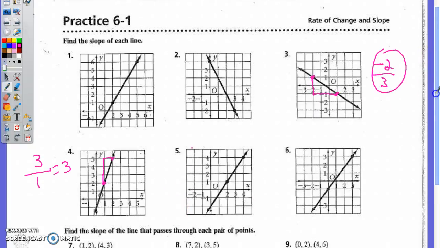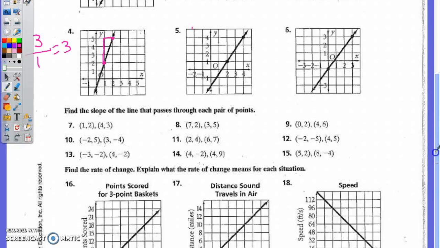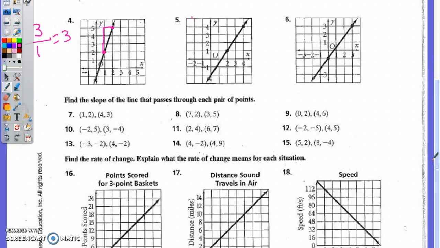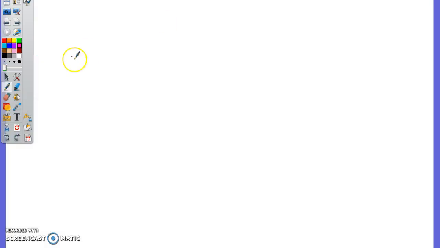Now moving on, for 7 through 15, you're using that slope formula to try to solve for the slope. So I'll go ahead and do number 10 and number 11. So 10 is negative 2, 5, and 3, negative 4. So negative 2, comma 5, 3, comma negative 4.